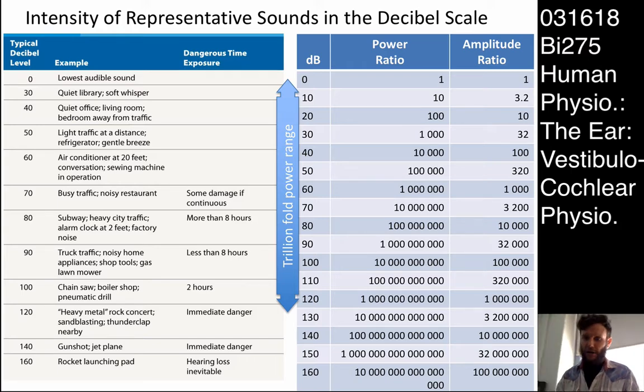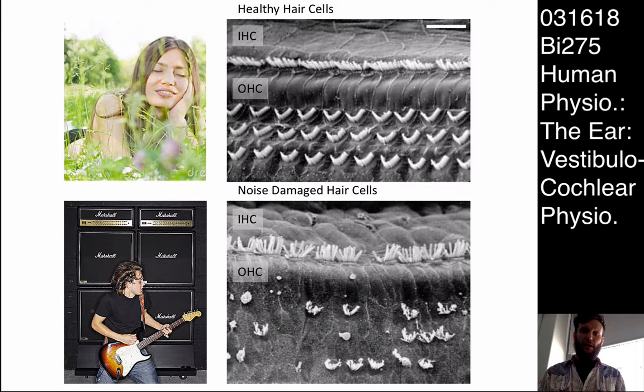But the point here is that, dear Lord, what is that? So this is million, billion, trillion, quadrillion. That's 10 quadrillion times the sensory intensity from the quietest sound to the most potent sound that you can hear before your ears start to bleed. It's pretty incredible.